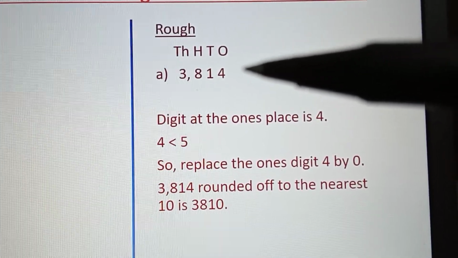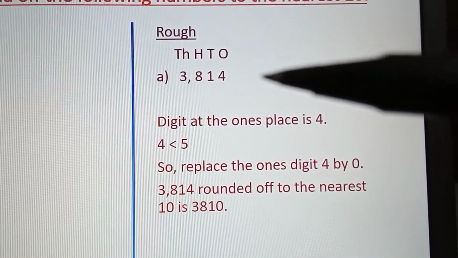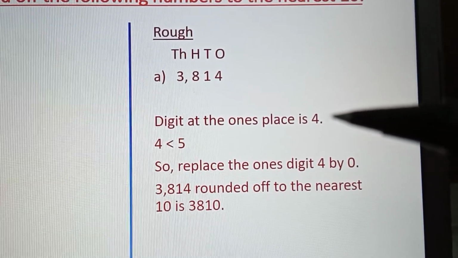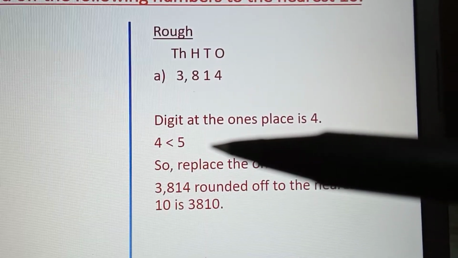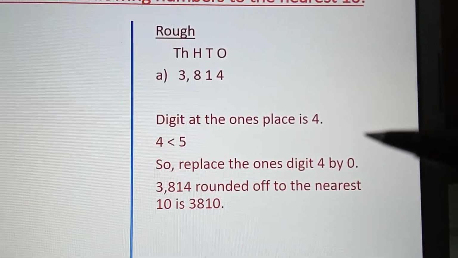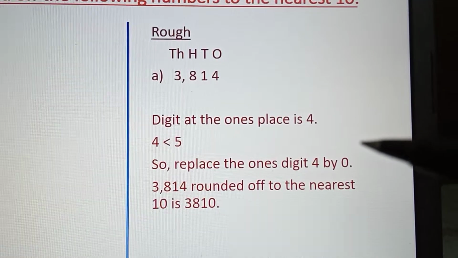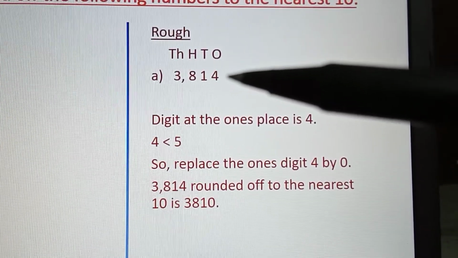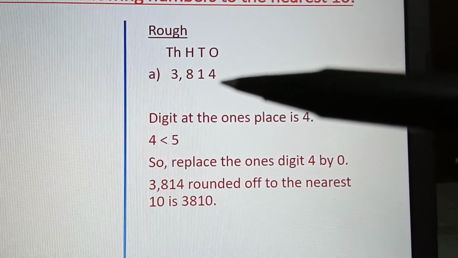What digit is there at the ones place? It is your digit 4. Clear? Now, 4 is less than 5 or more than 5? Yes, it is less than 5. So you will follow rule number 1. When the ones digit is less than 5, what do we do? We write the ones digit as 0 and there will be no changes in other digits.